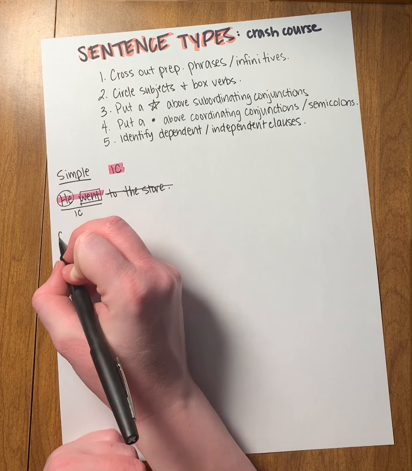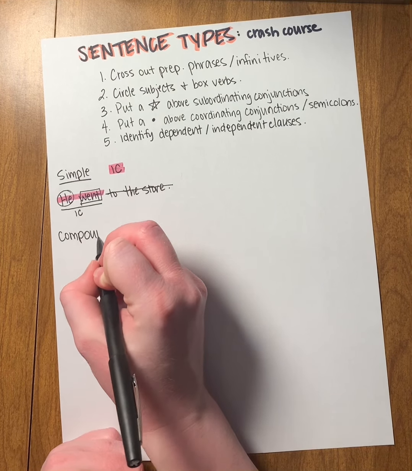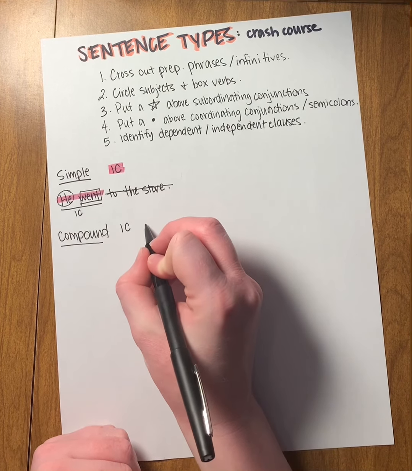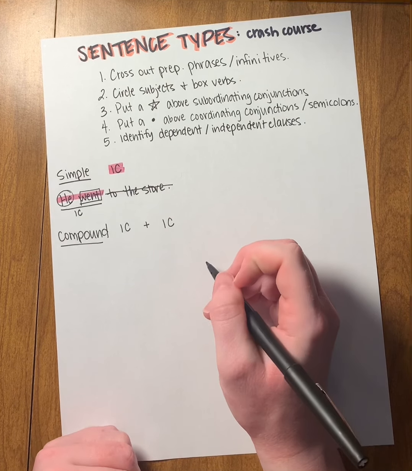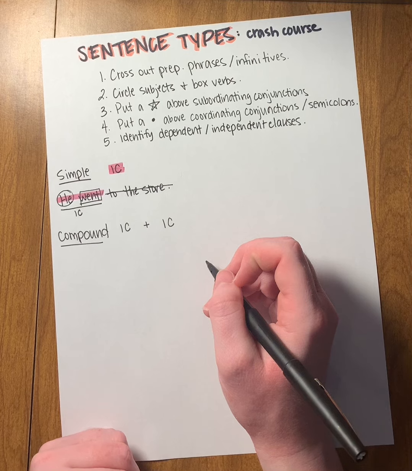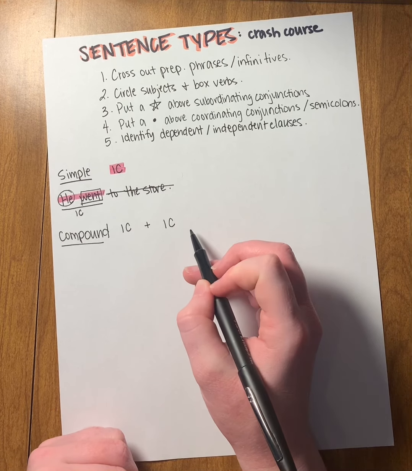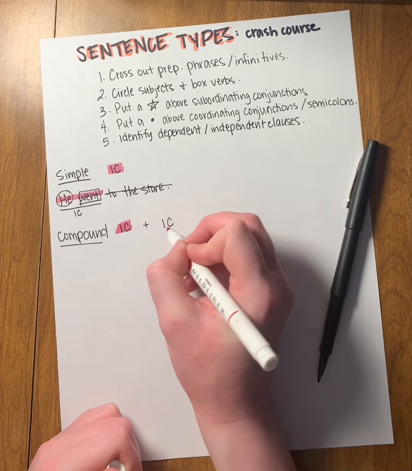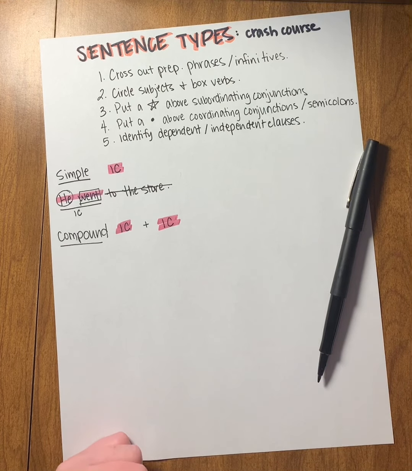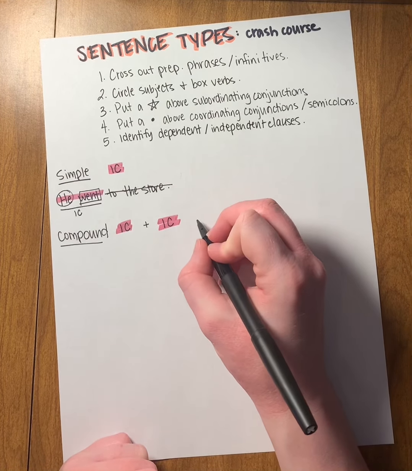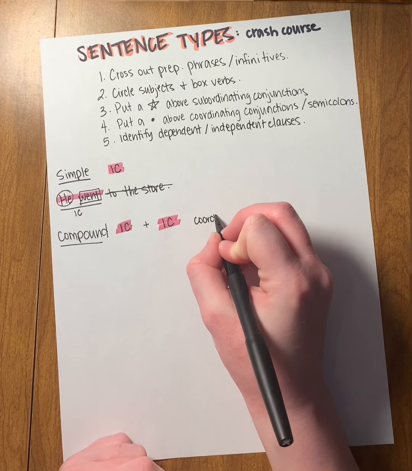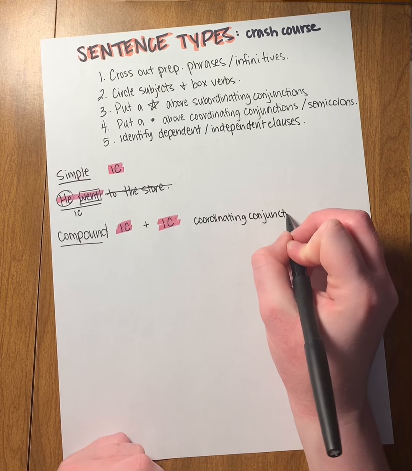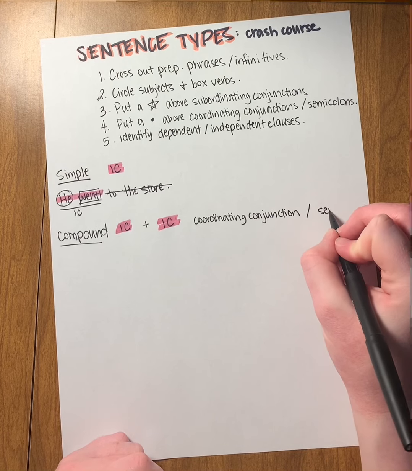Okay, the next type of sentence we're gonna look at is compound. And the formula for the compound sentence is a little different. Compound sentences have one independent clause plus at least one more independent clause. They could have more than 2 independent clauses, but they have at least 2. Okay, so we know compound sentences have 2 independent clauses at least. And those 2 independent clauses are connected by either a coordinating conjunction or a semicolon.